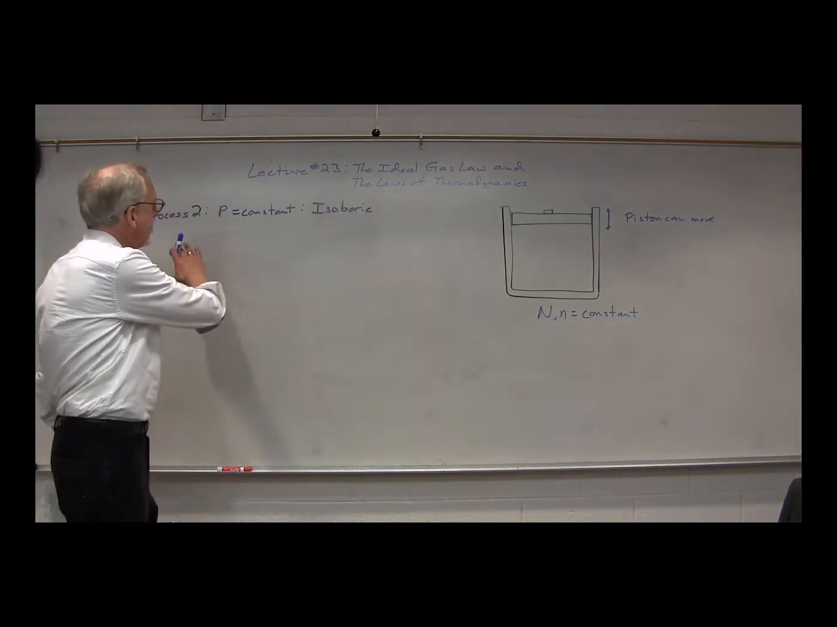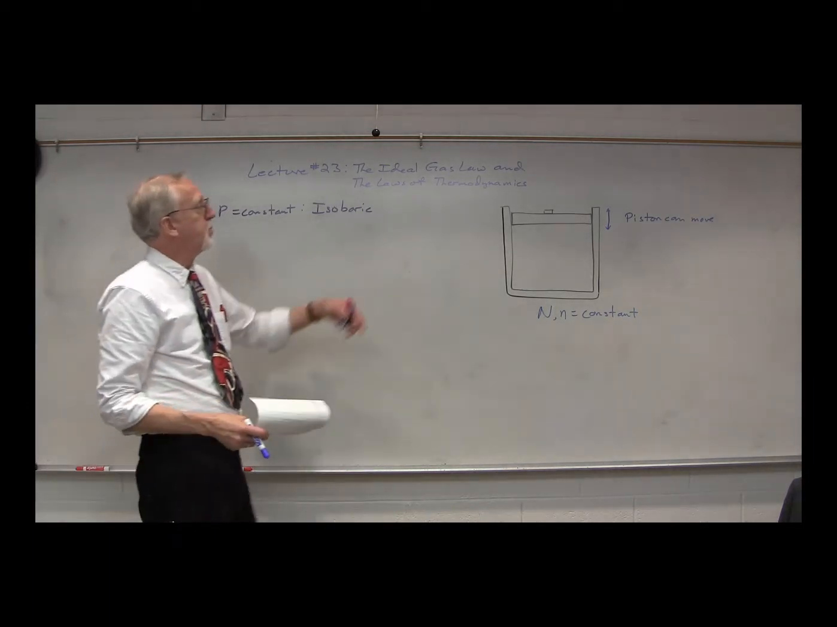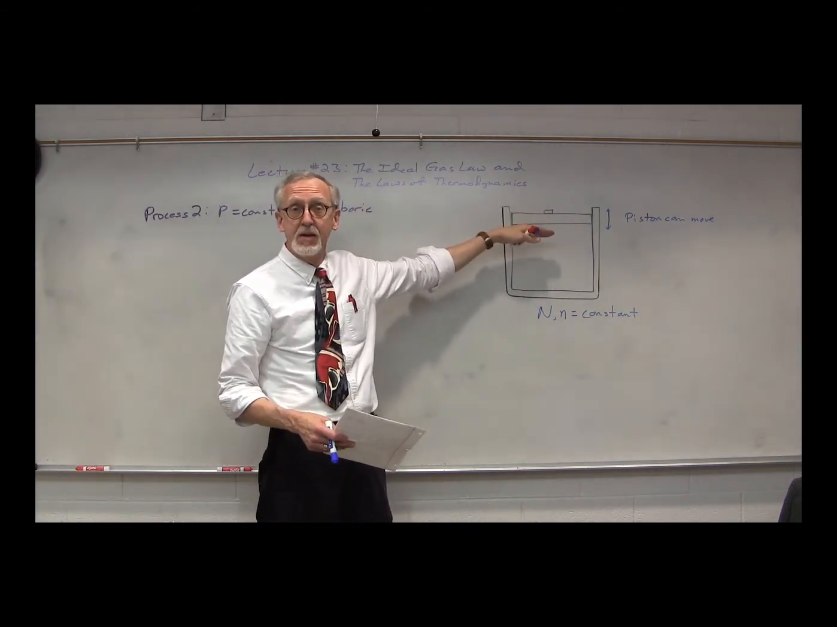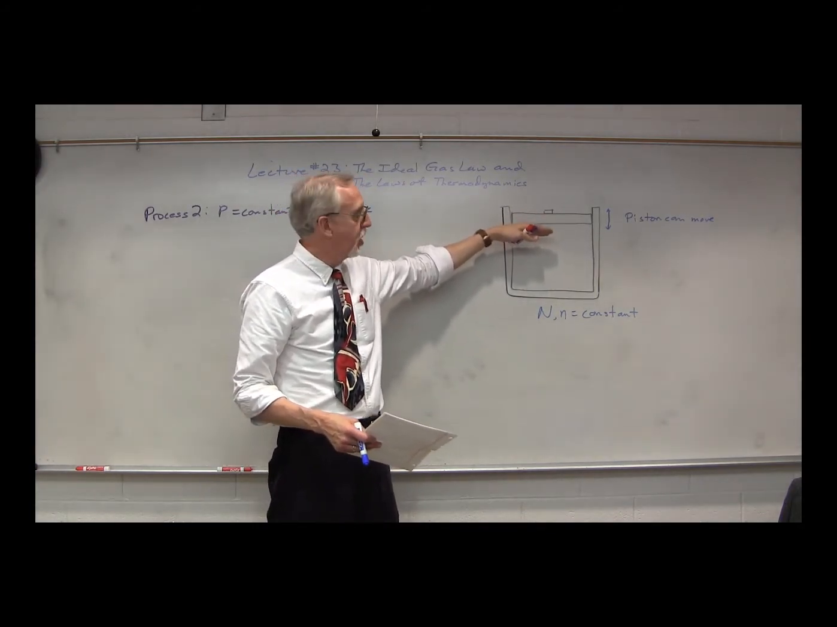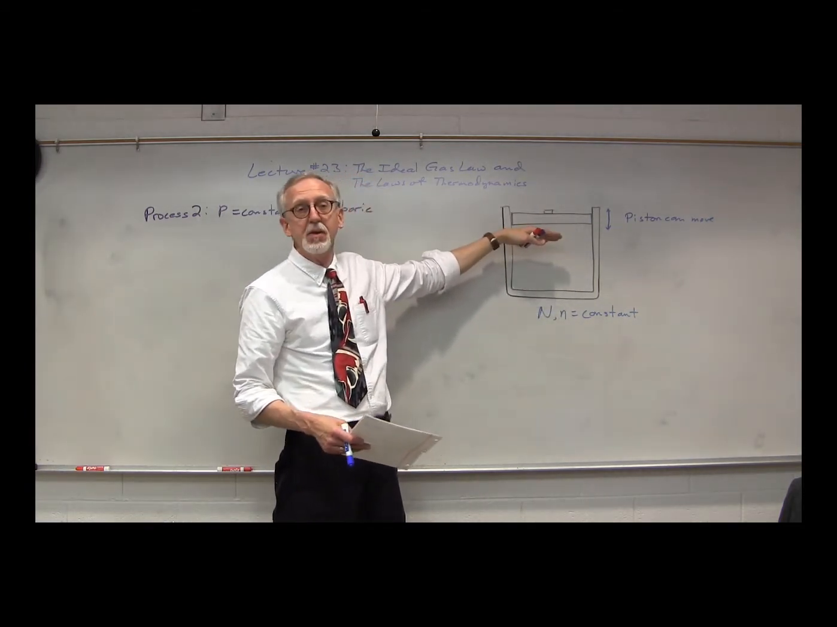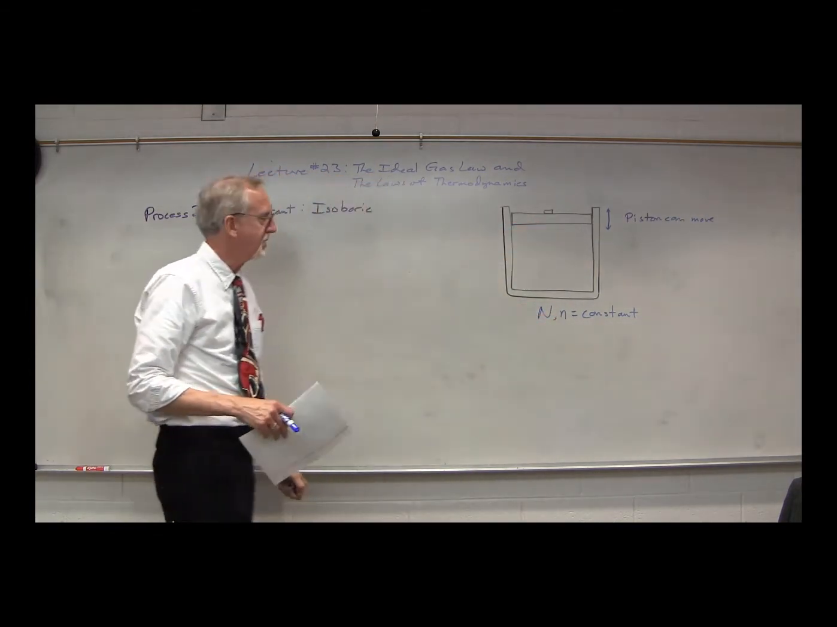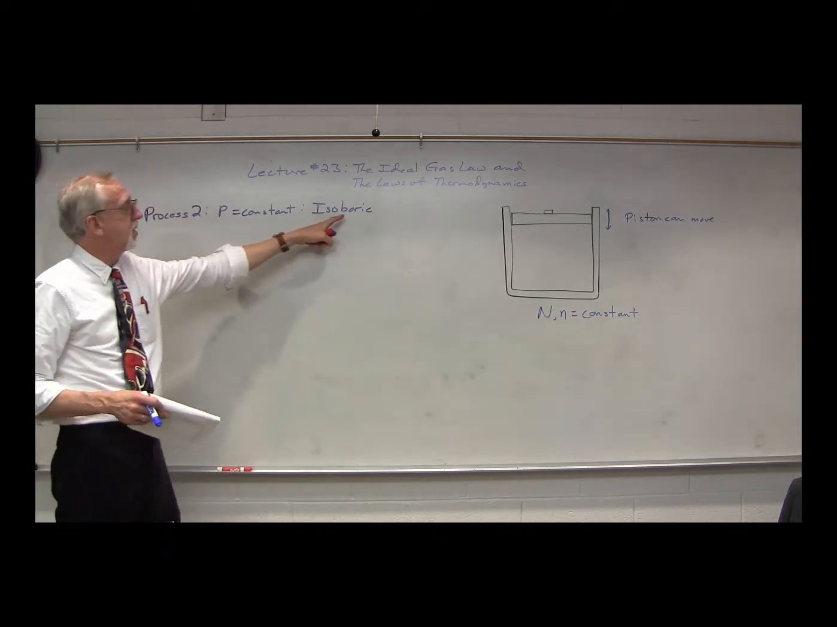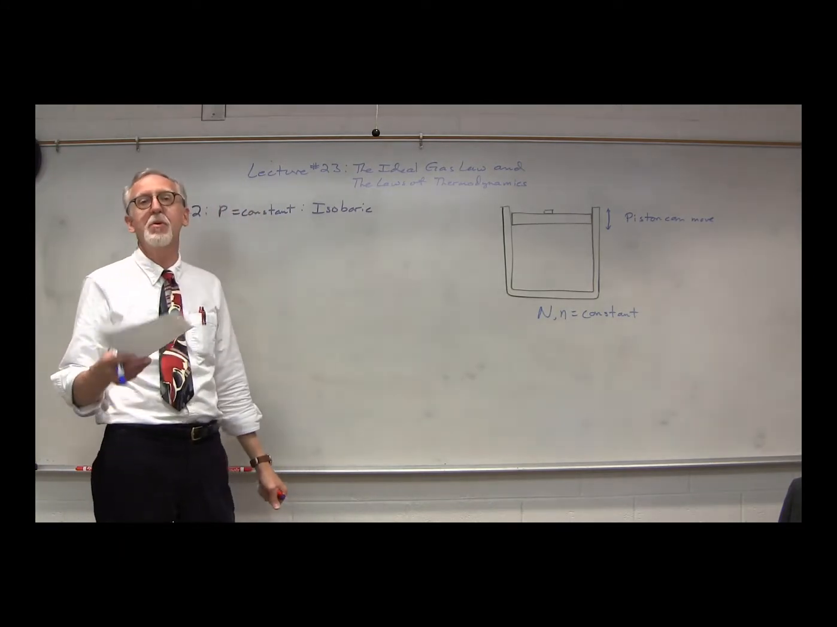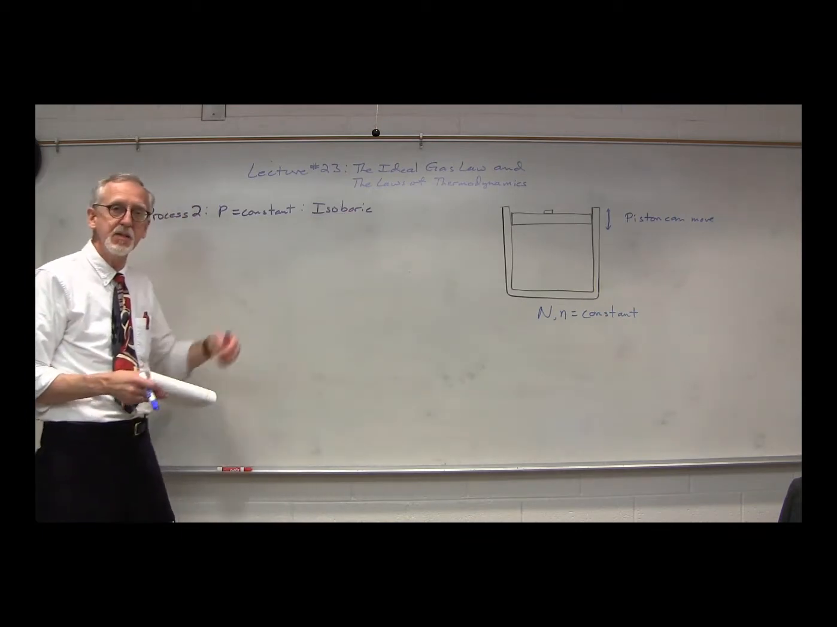For process number 2, let's assume that the pressure is now held fixed. So we put some weight on the piston, and then we just leave that force on the piston. Whatever happens, maybe the volume will change, but we'll always have the same force being applied to the piston, therefore the same pressure. But again, we're still going to keep N constant. This is called an isobaric process. Baric as in barometer. What's a barometer? A barometer is something that measures pressure. So isobaric means constant pressure.